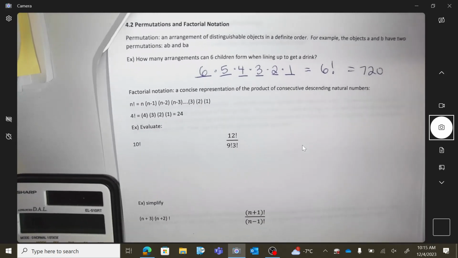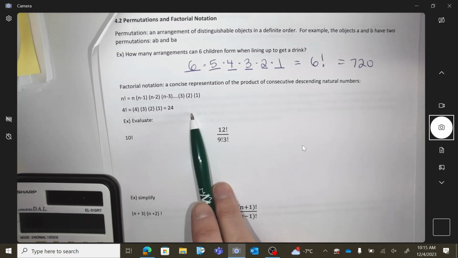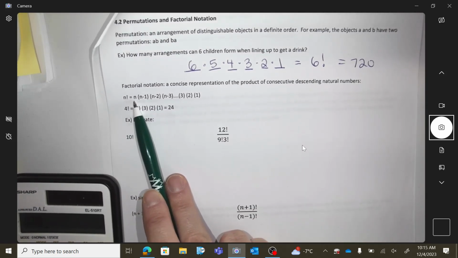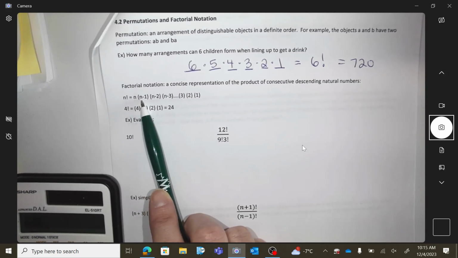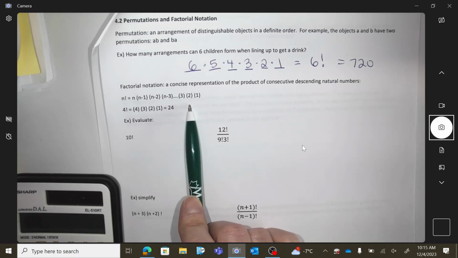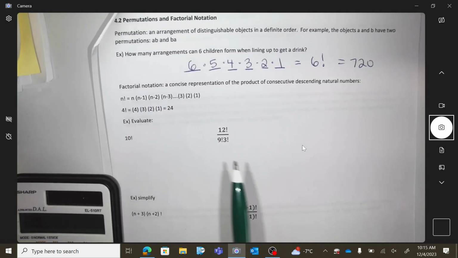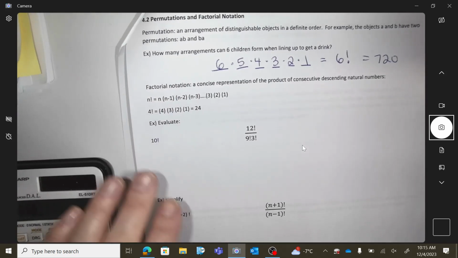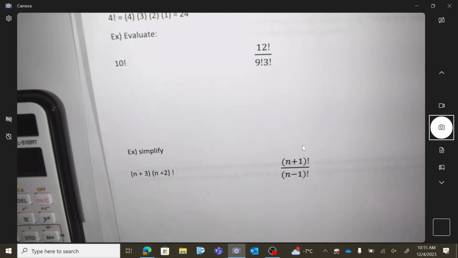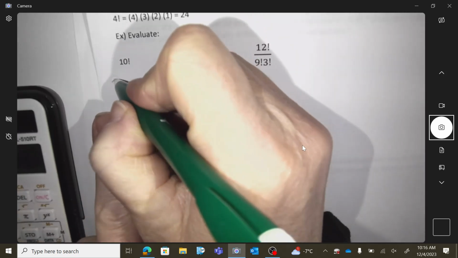Okay, so factorial notation is always written in a descending order. So if I do n, then my factorial would go like this: n minus 1, n minus 2, n minus 3, n minus 4, and I would keep going down like that. Okay, so evaluate. Give me a 10 factorial. Practice your typing that. Can you find the buttons and push it just to make sure we know where the buttons are?